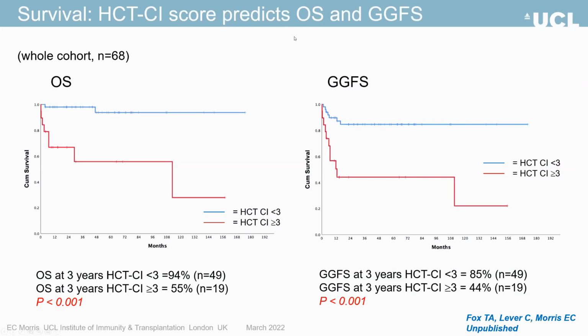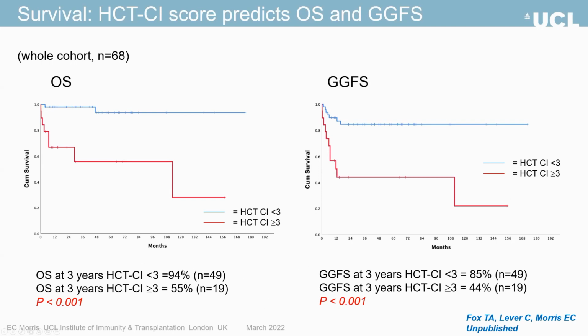And what you can see here is an overall survival curve on the left for the whole cohort of 68 patients and a GVHD-free, graft failure-free survival curve on the right for the whole cohort of 68 patients. And actually, I've split this by the HCT-CI score of the patient at transplant, and the patients with the higher comorbidities going into transplant really do worse. And some of these late events occur in patients with significant lung disease at the time of transplant. Whereas the patients with low comorbidity scores at the time of transplant are doing very well. And again, we see a very convincing plateau in these patients.